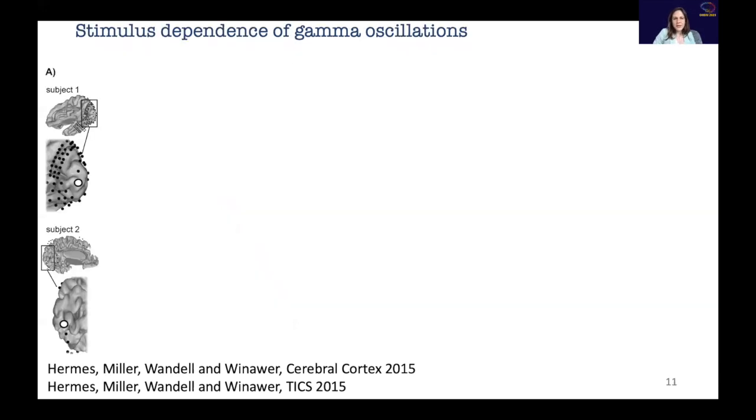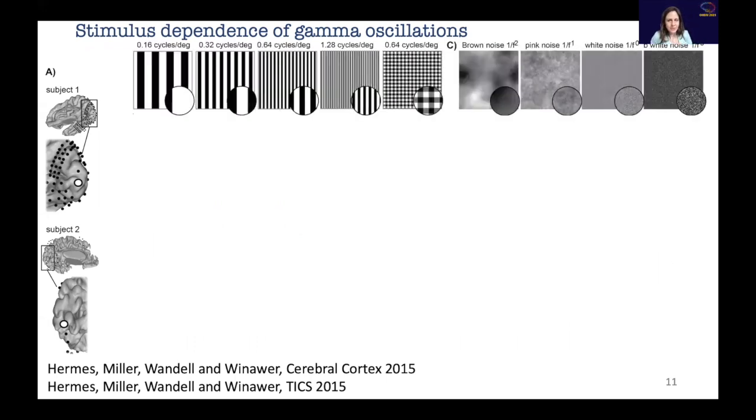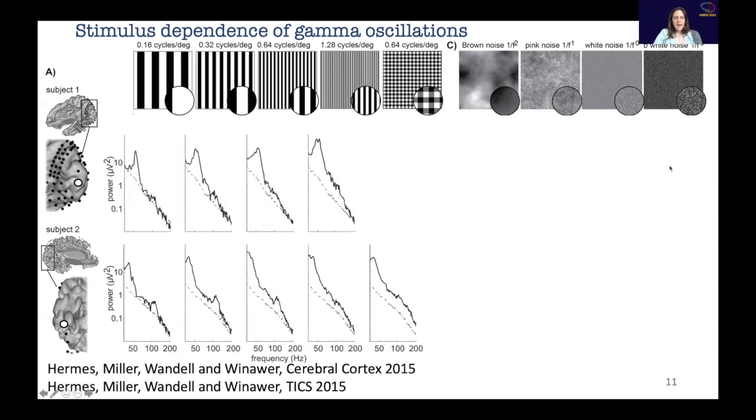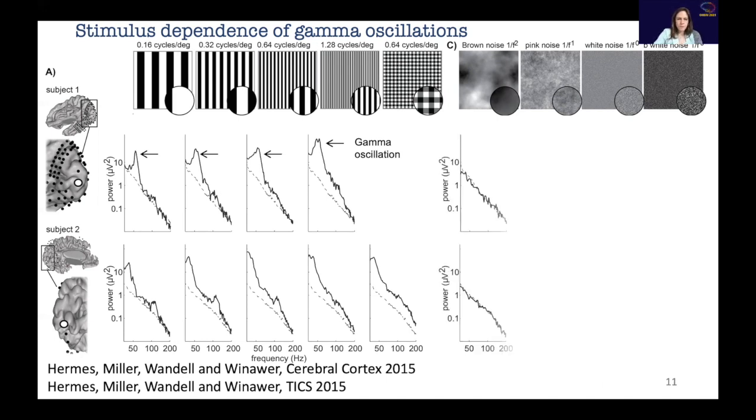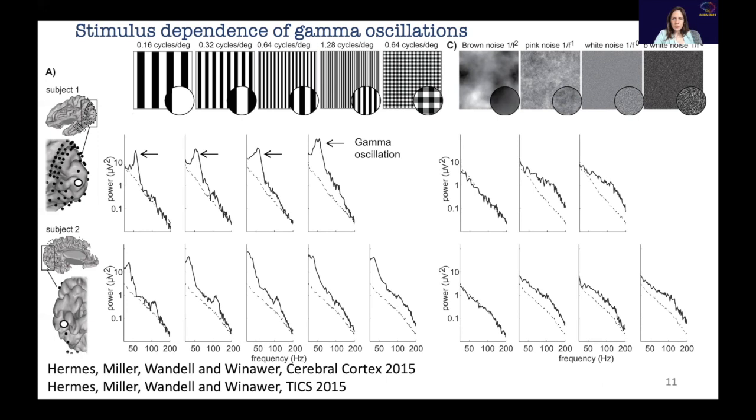So let's first look at a couple more of these electrodes and what type of stimuli we used, because these findings were extremely robust across many different stimuli. Gratings with different spatial frequencies, a plaid, and different noise patterns. And we see that in these gratings, early visual cortex showed a very clear narrowband gamma oscillation. Whereas if we look at all stimuli and the noise patterns, they showed a very clear broadband elevation.